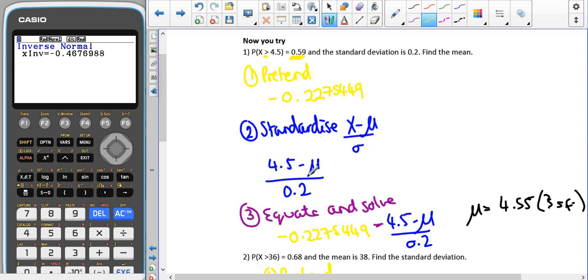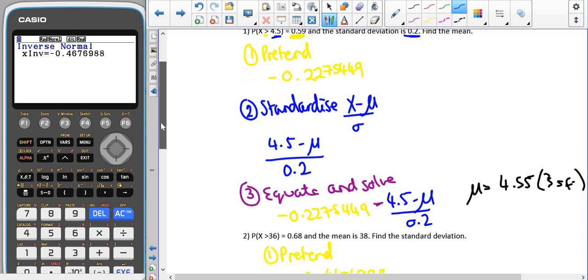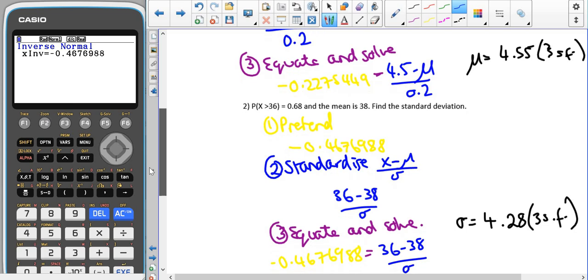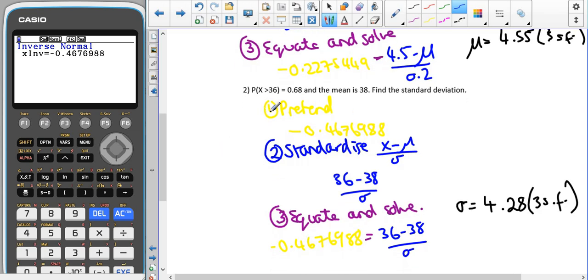To standardise, we have 4.5 from this, again, this part here, minus mu, because we don't know what that is, divided by the standard deviation, which is 0.2. Step 3, equate and solve. Our answer to part 1 equal to our answer to part 2. Popping that in solver gives us 4.55 for the mean to 3 significant figures. Similarly for the second one, pretend it's the standard normal. So this time our tail is going to the right. Our area is 0.68. Standard deviation is 1, mean is 0.